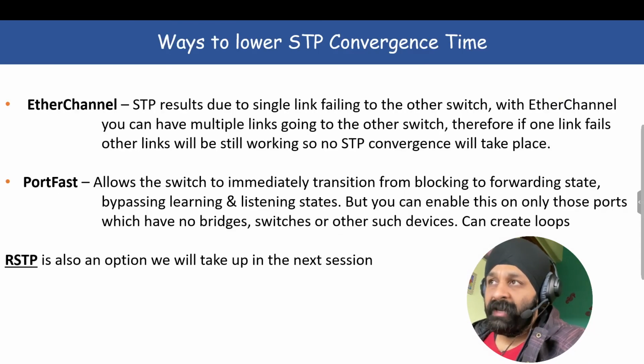To overcome these limitations of the STP convergence time, which is very big, we have some strategies. We can use EtherChannel. EtherChannel is basically pooling two or more interfaces as a single link. The whole premise of STP is that if there is a link failure, there is redundancy. With EtherChannel, multiple links go to the same switch and they are all treated as a single link. So only if all the links fail will STP convergence take place. Otherwise, STP convergence will not take place, and EtherChannel will manage the problem for us.